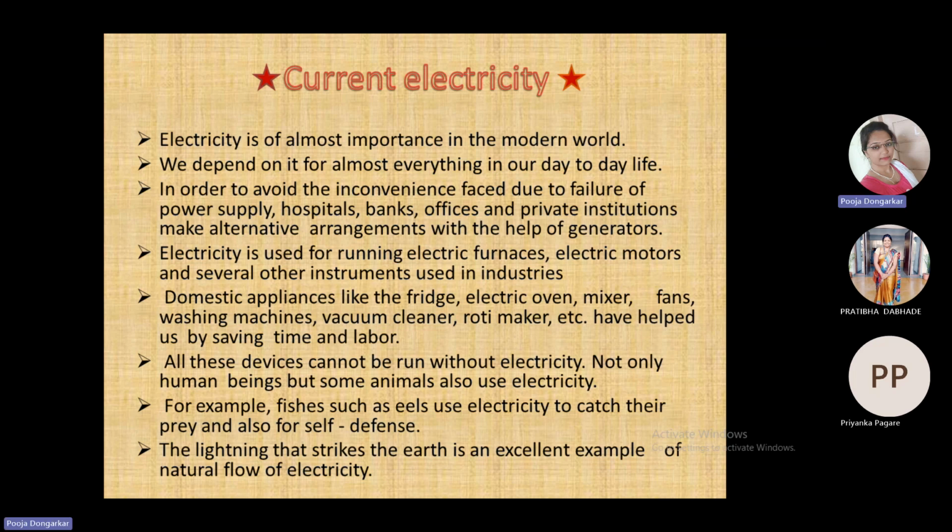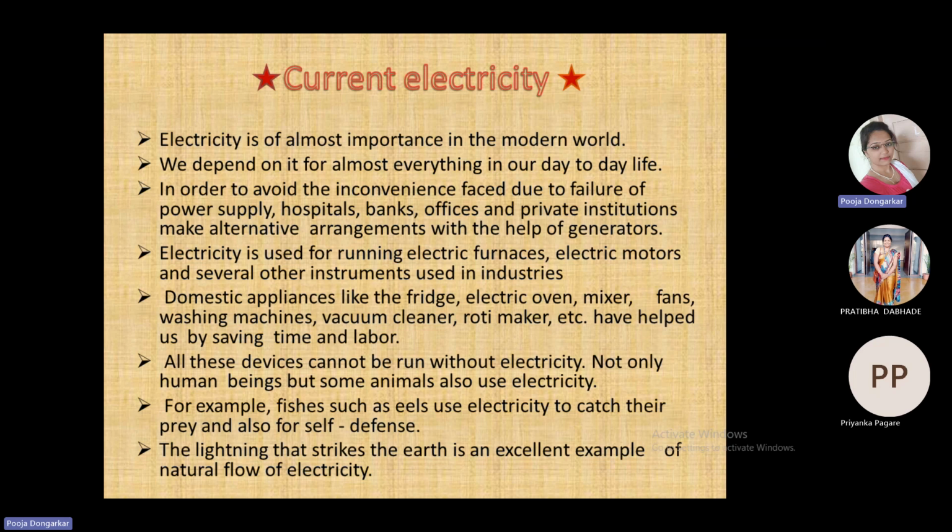Electricity is used for running electric furnaces, electric motors, and several other instruments used in industries. Domestic appliances like the fridge, electric oven, mixer, fans, washing machine, vacuum cleaner and roti maker help us. All these instruments or devices depend on electricity, and without electricity we cannot imagine our life. All these devices cannot be run without electricity.